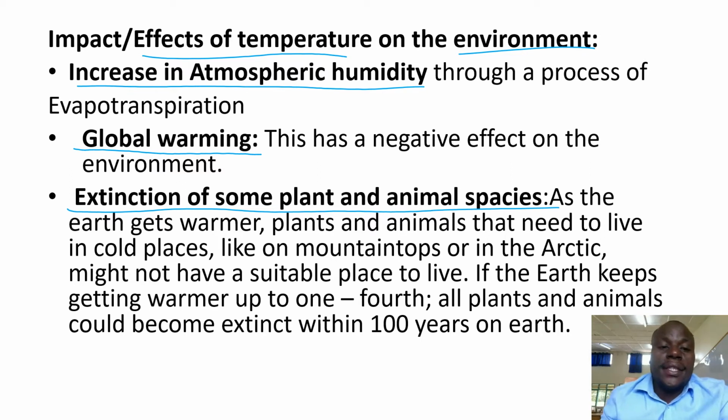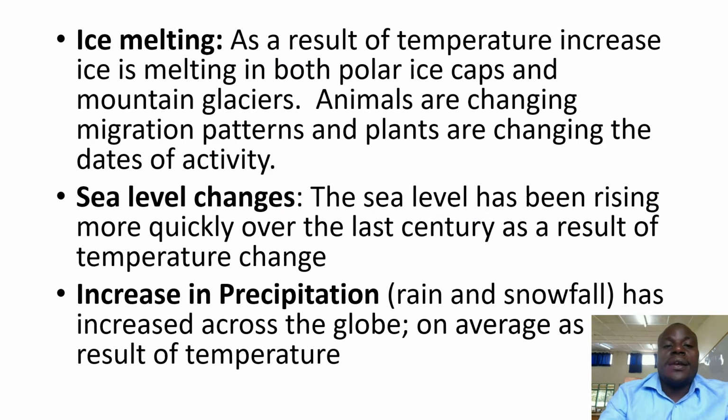As the earth gets warmer, plants and animals that need to live in cold places will suffer. For example, these animals which live on mountain slopes or mountaintops and glacier regions will suffer because they cannot survive in hot conditions. Next, we have ice melting. When temperatures increase, ice will melt.